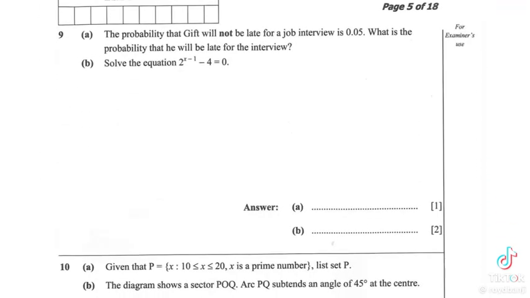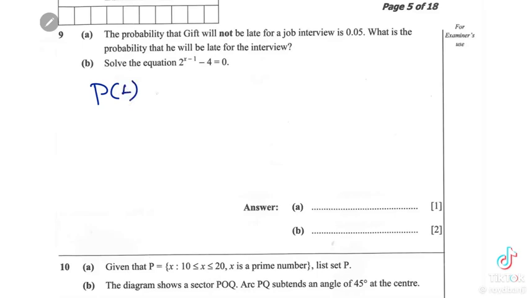Let us go to question 9. The probability that Gift will be late for a job interview or will not be late for a job interview is 0.05. What is the probability that he will be late for the interview? So with probability questions like this, you look at the probability of will and will not. So the probability of Gift being late, okay, let me say not.